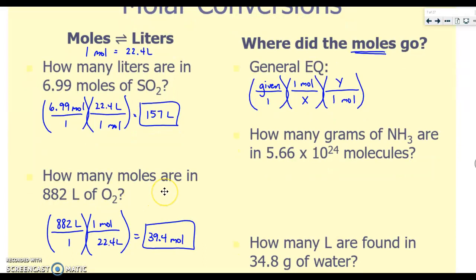And we began to discuss the general equation. We said when we solve these, it's going to be the given over 1 mole over x, and then y over 1 mole, where x and y are either the molar mass, the 22.4 liters, or the 6.02 times 10 to the 23rd. Here, this is really where that map comes into play, so we're going to go back to that briefly.